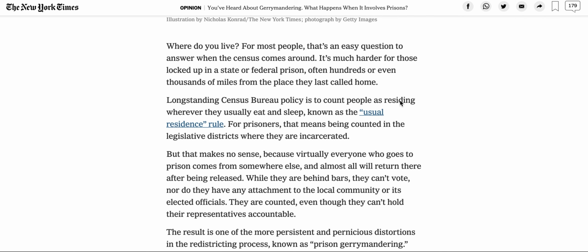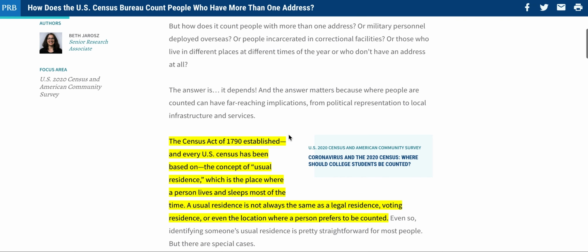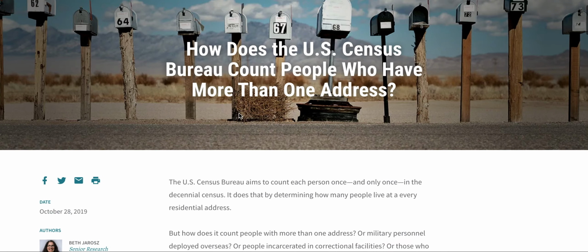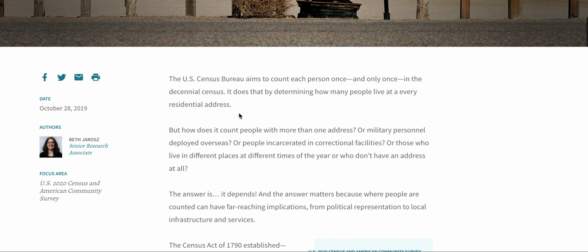From there, we move on to this brief explanation of something that is crucial for understanding the topic. Notice that they give us a brief explanation, highlight it, and then link us to more specific information. If you look at this, it's actually going to take us to more nuanced information about the law of usual residence. So this is a specific question about the census from PRB.